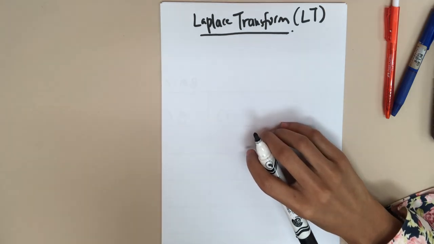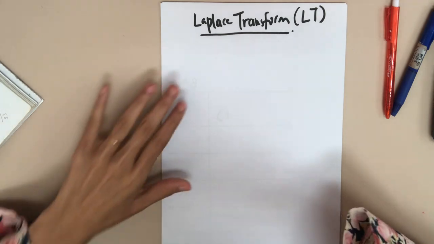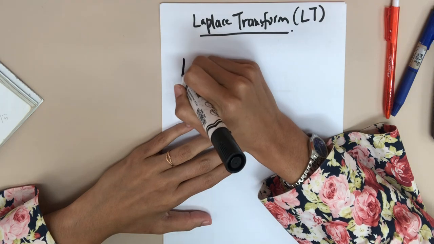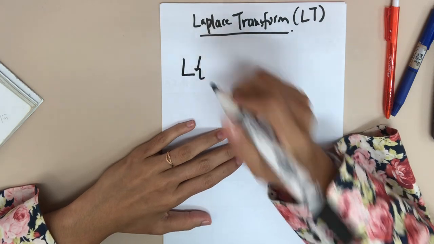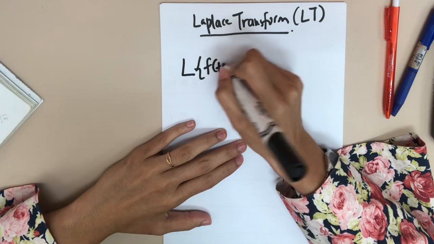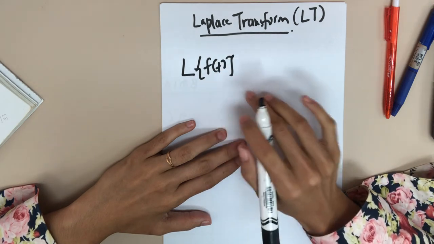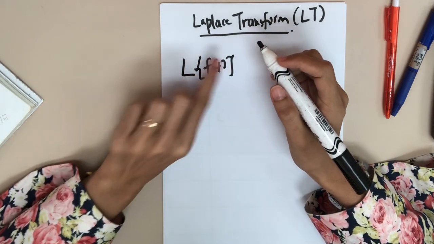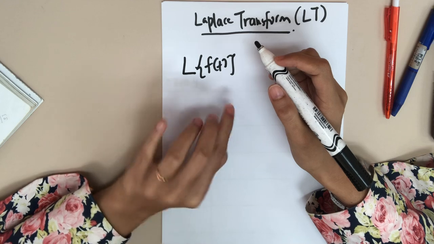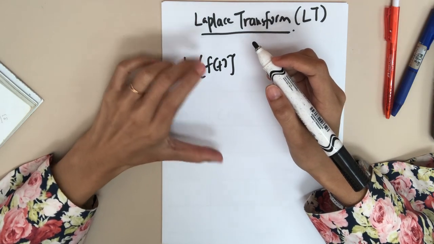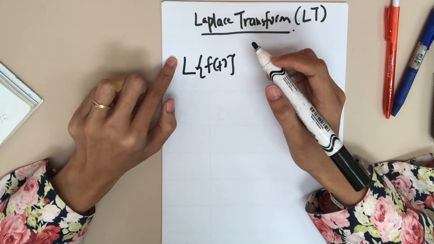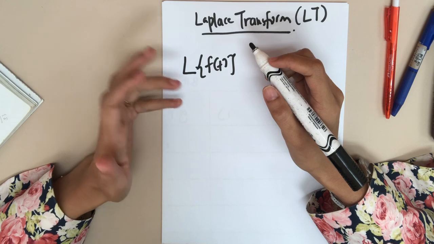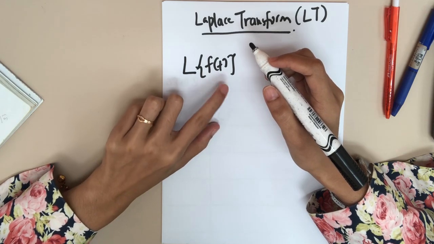So we start first with the introduction. Introduction here is how we write the Laplace transform. L, and then we have a curly bracket, and inside the curly bracket we have f(t). f(t) is a function, of course, and this is what we call the Laplace transform for the function. When we get this form, the Laplace transform for this function, this is how we read it.